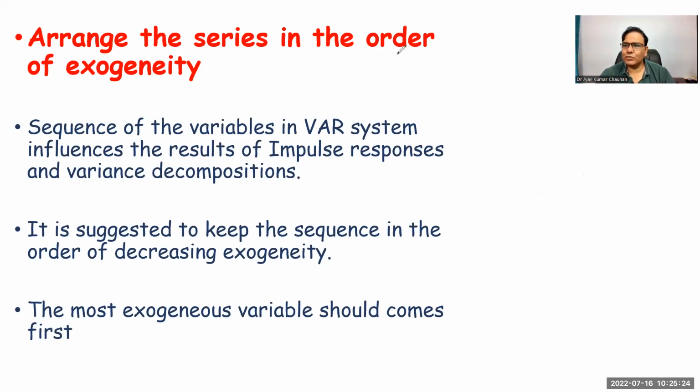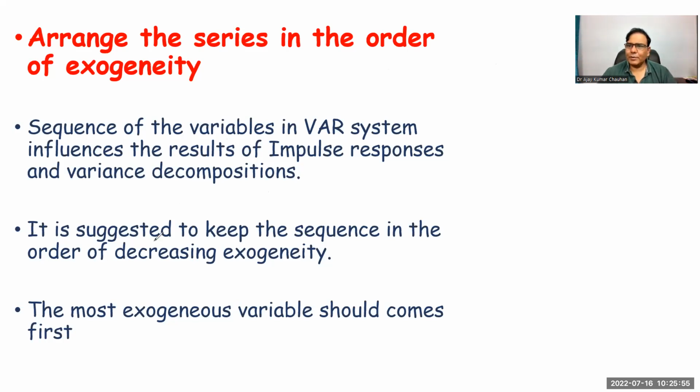So I have asked this question to many professors: how do you deal with the right sequencing? There are a few methods which they told me, so the method I'm going to explain. The sequencing of the variables in a VAR system influences the result of impulse response and variance decomposition.